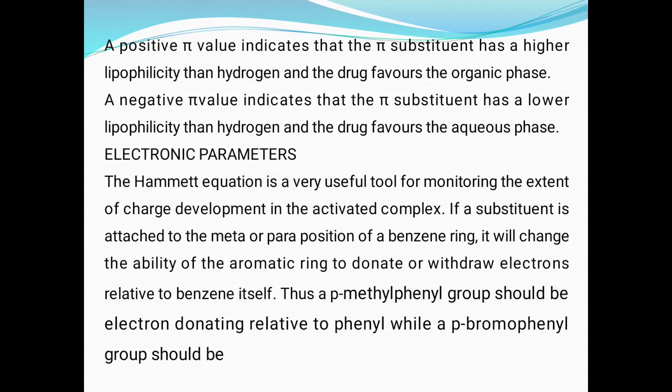This was done by the scientist Hammett, hence the name of the equation is the Hammett equation, and this is a very useful tool for measuring the extent of charge development on an activated complex. The molecules should be completely neutral, but an activated complex can have a charge. And how is that charge developed? If you attach a substituent at the meta and the para position of a benzene ring, then it will change the ability of that aromatic ring.